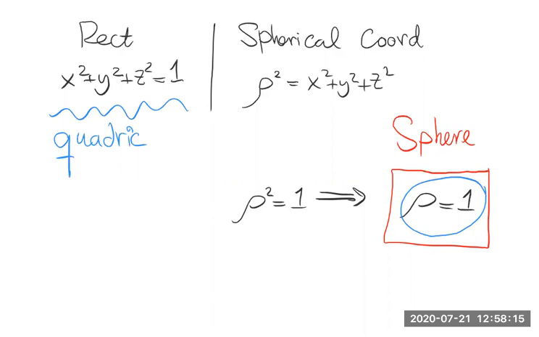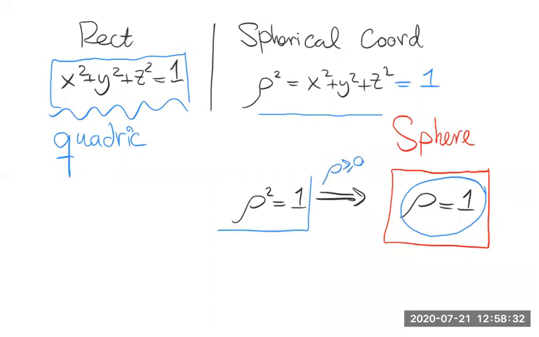Because rho squared is equal to x squared plus y squared plus z squared, and because x squared plus y squared plus z squared equals 1, it means rho squared is 1. So rho would be plus or minus 1, but because rho is distance, it's positive, so rho is just 1. That would be the equation of a sphere with radius 1.